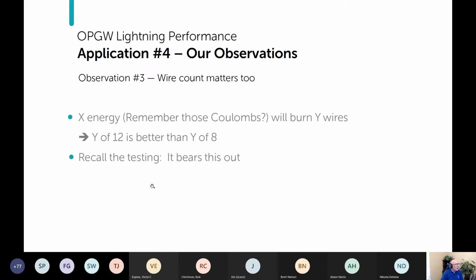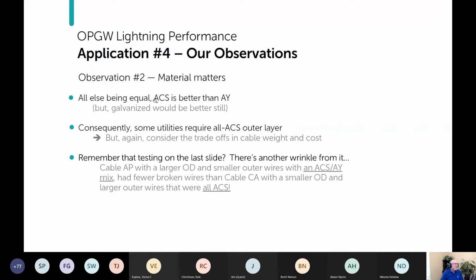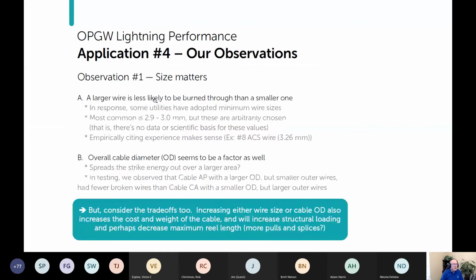Well, if there are 12 wires on the outside of a cable, 1 out of 12 is a lower strength reduction than 1 out of 8. With 1 out of 8, you've lost around 12% of your strength. And the testing that we talked about on the previous 2 slides is consistent with that. So it could be that this is actually the most important variable, followed by maybe material and maybe sizes. Maybe this is important, but not so much this. Hard to say.